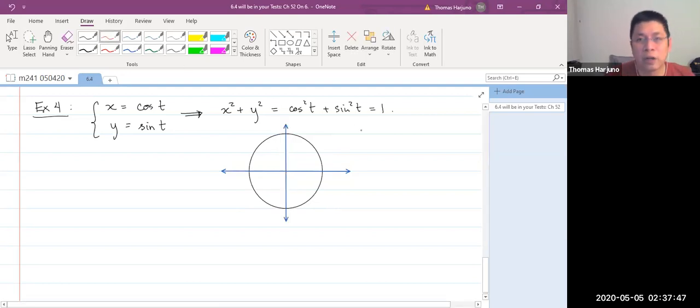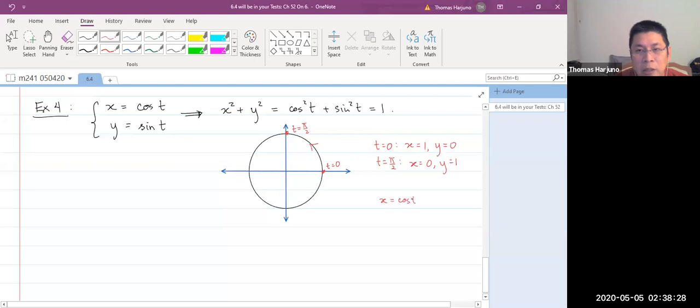And we can try to see the direction. When t equals 0, the x is 1, the y is 0. So this is when t equals 0. When t equals pi over 2, the x will be cosine pi over 2, that's 0, and y is sine pi over 2, which is 1. This is when t equals pi over 2. So it seems like the graph is going this way. As you can see, x, which is cosine t, has maximum value 1 and minimum value negative 1, right? And if you trace this further, you will see that the curve is actually the whole circle, not only part of it.